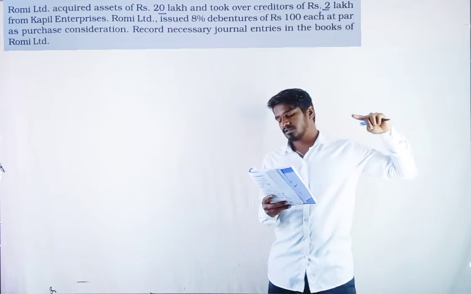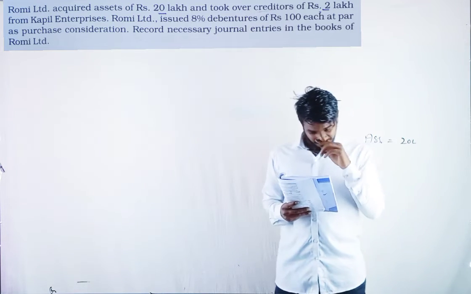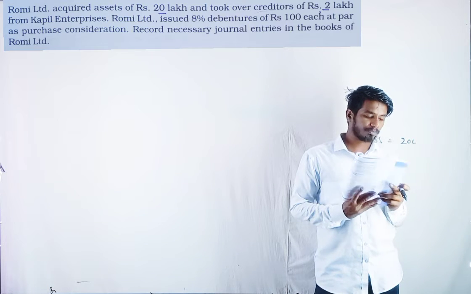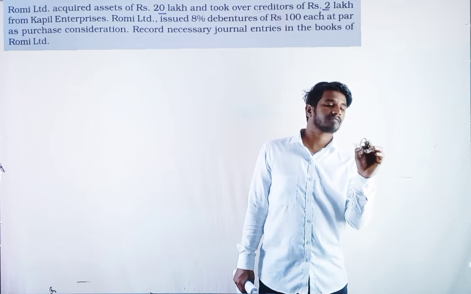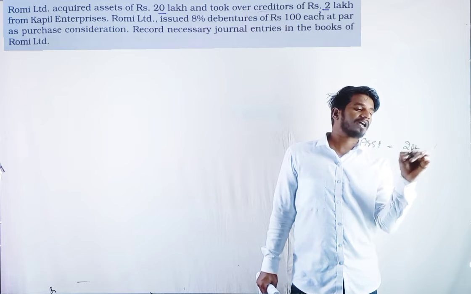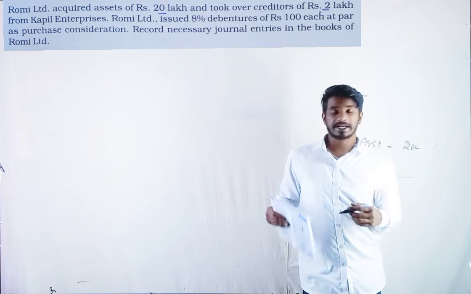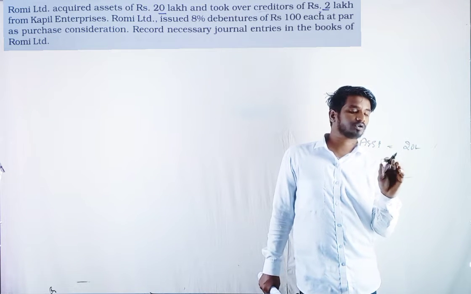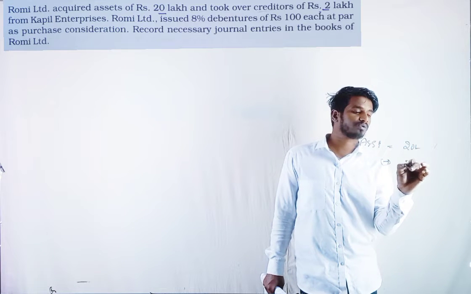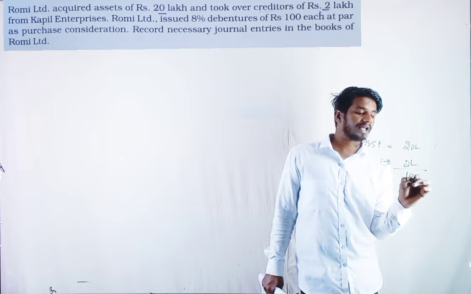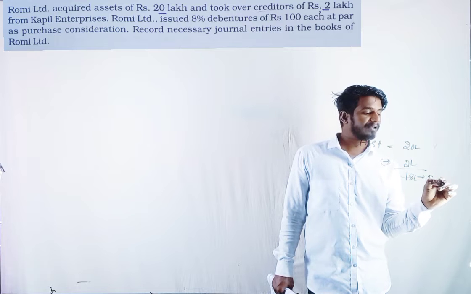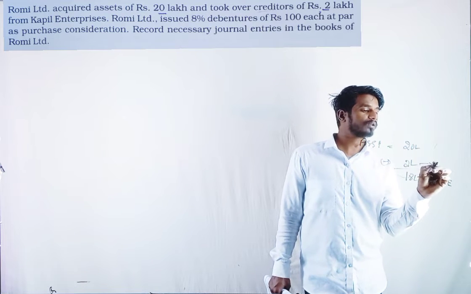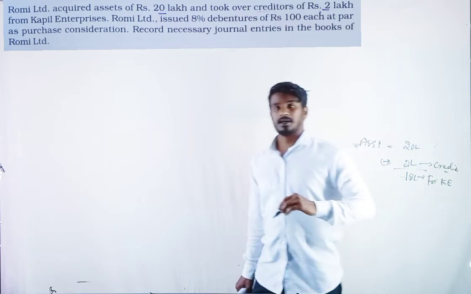Romi Limited. Shall we read the question? Romi Limited acquired assets of rupees 20 lakh and took over creditors of rupees 2 lakh. The company has taken over assets of rupees 20 lakh. Out of that, Kapil Enterprises says you should pay my creditors rupees 2 lakh, and the asset value will be 18 lakh. This 18 lakh you should pay to Kapil Enterprises, and the remaining 2 lakh goes to creditors.